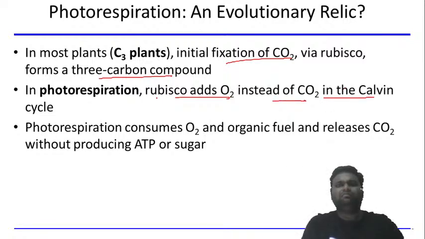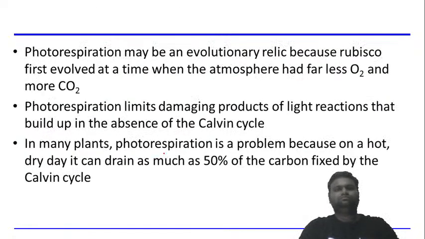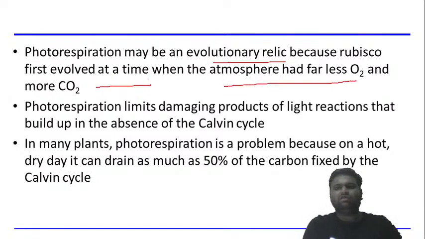In the Calvin cycle, photorespiration consumes oxygen and organic fuel and releases CO2 without producing ATP or sugar. So photorespiration may be an evolutionary relic because rubisco first evolved at a time when the atmosphere had far less oxygen and more CO2. Photorespiration limits damaging products of the light reaction that build up in the absence of the Calvin cycle.